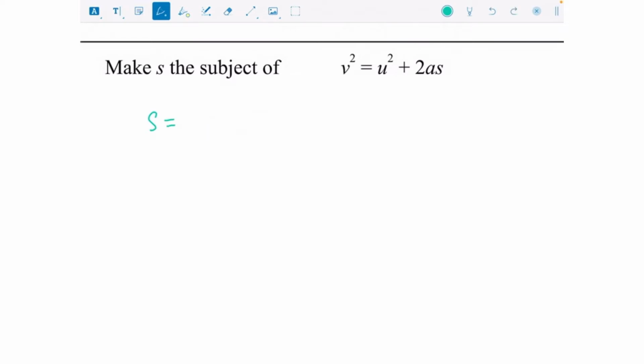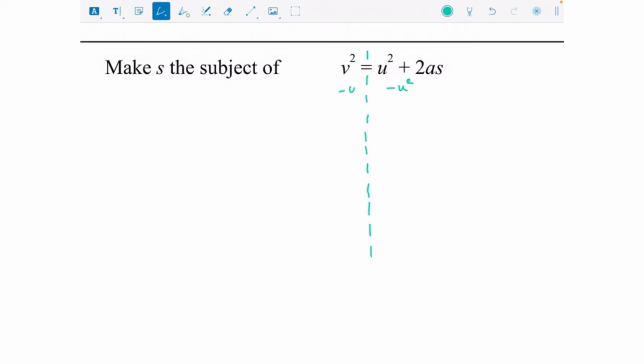Okay, so I'd like to do this in the same way that I solve an equation. I'm going to put a dotted line where the equals is. And what we do to one side, we need to do to the other. So at the minute I've got v squared on the left equals u squared, add 2as. Now remember, 2as means 2 times a times s. Okay, so first thing we're going to do is subtract u squared from both sides.